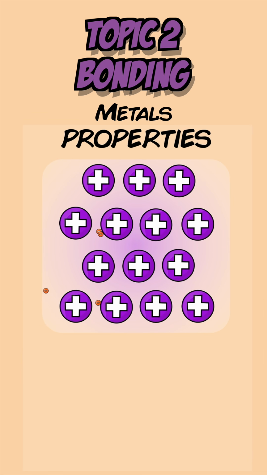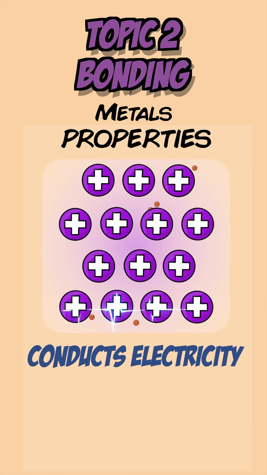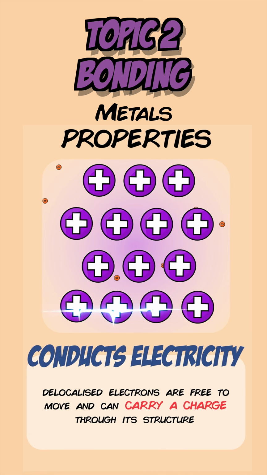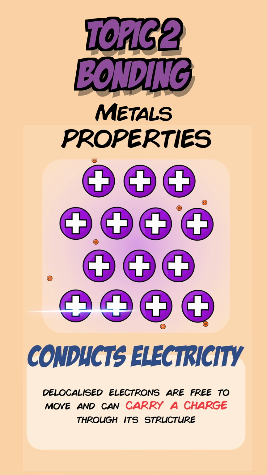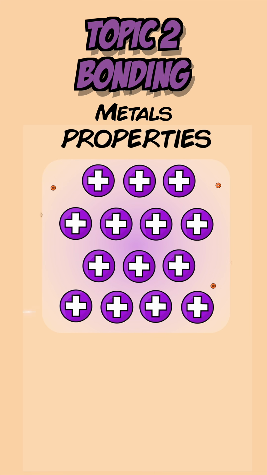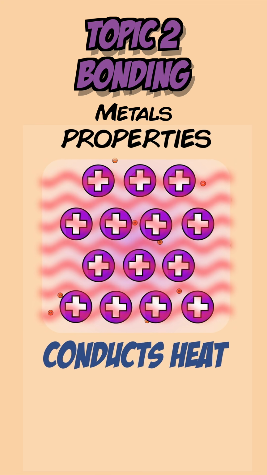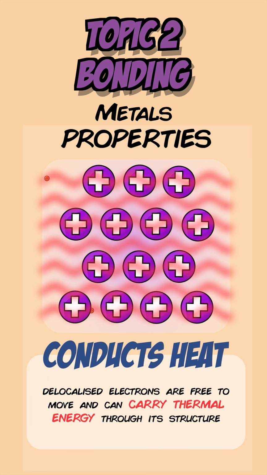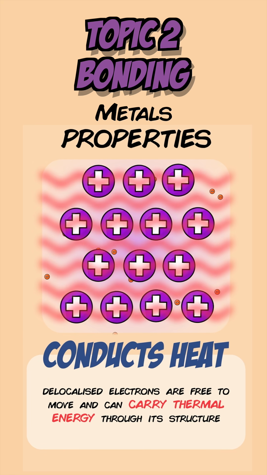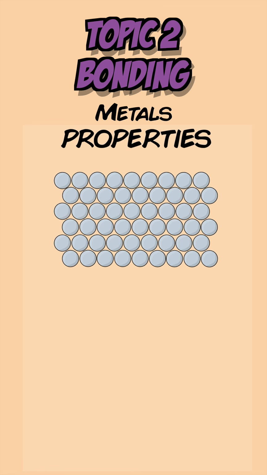The second property is that metals are good conductors of electricity. This is because the delocalized electrons within it carry an electrical charge through its structure. Similarly, they're also very good conductors of heat, and that's because the delocalized electrons can carry thermal energy through its structure. The final property is that pure metals are malleable.